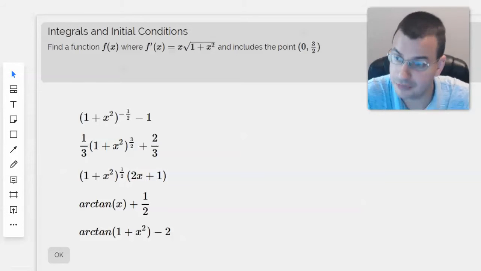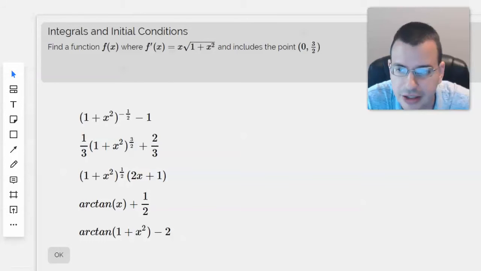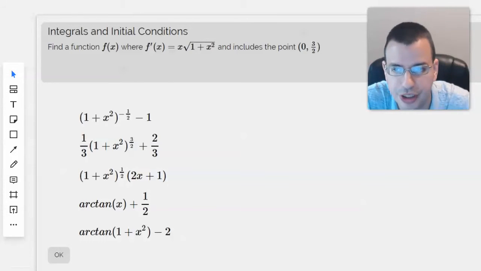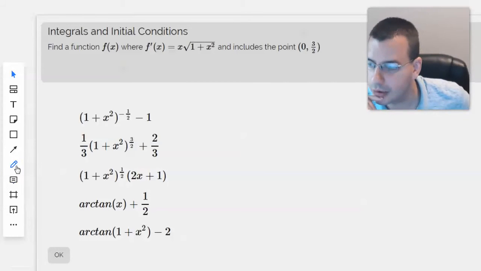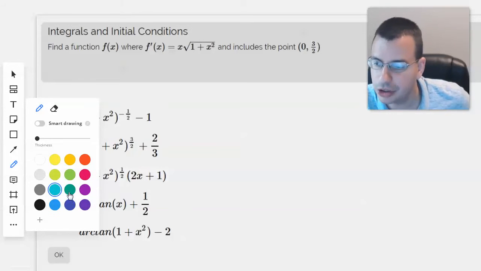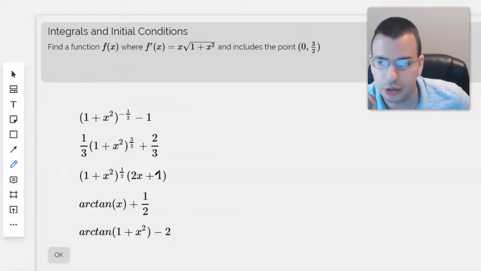Find a function f of x where f prime of x equals x times the square root of quantity 1 plus x squared, and includes the point (0, 3/2), or 3 halves. Okay, we can do this. So, green. We'll start with green.